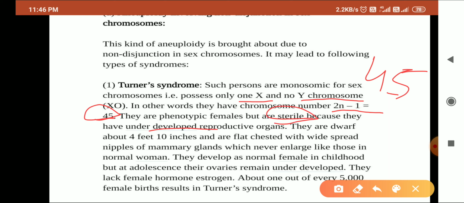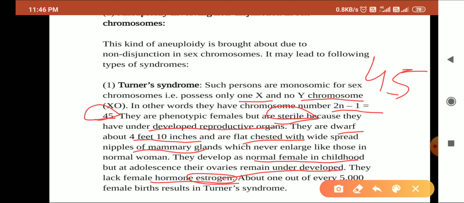Because they have underdeveloped reproductive organs. They are dwarf, that is of 4 feet, it may be of 4 feet 10 inches, and they have a flat chest with widespread nipples of the mammary glands, and they appear to be like females. They develop as a normal female in childhood, but in adolescence their ovaries remain underdeveloped and they lack the female hormone, that is estrogen.